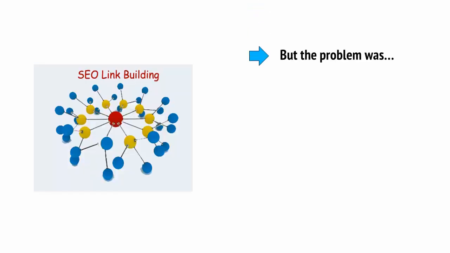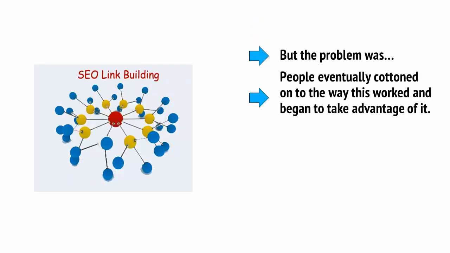This simple algorithm makes a lot of sense in theory and should have helped Google to find content that people will be looking for quickly and easily. It would read the content in order to see which site was the most relevant for that term, and it would look at which sites had the most links from other websites. But the problem was, people eventually cottoned on to the way this worked and began to take advantage of it.